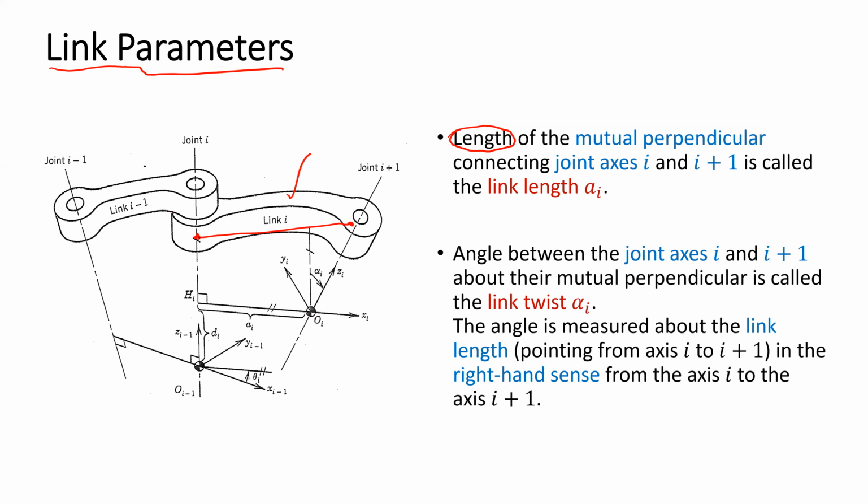In order to find the length of the link, you need to find the mutual perpendicular line that connects the joint axis I and I plus 1. For example, if you want to find the length of the link I, you need to draw the axis of rotation of joint I, and you need to draw the axis of rotation of joint I plus 1.